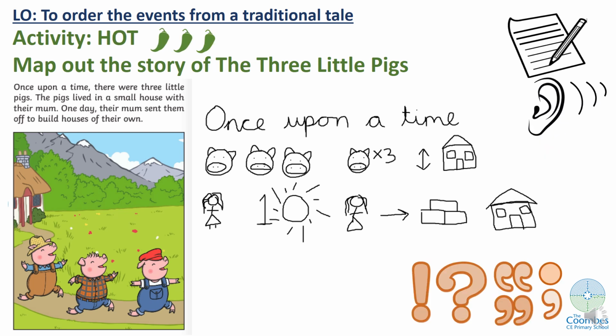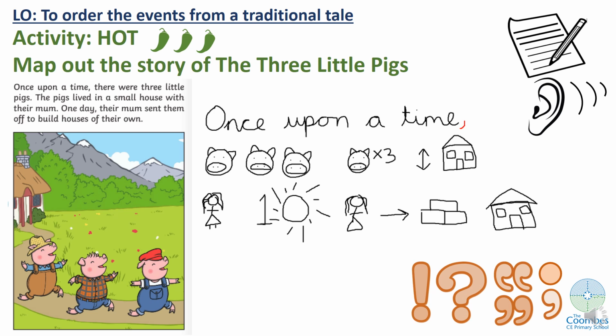If you would like to do the hot task, it is very similar to the medium task, but it's adding in punctuation as well. So I've just copied my text map from the previous slide, and I will show you where that key punctuation goes. I'm going to be doing it in a different colour just to show where that punctuation is and make it really clear. So I've got once upon a time, and then there's a comma.